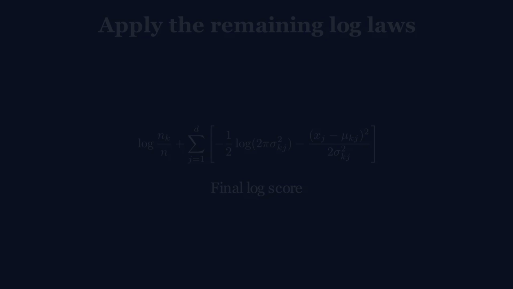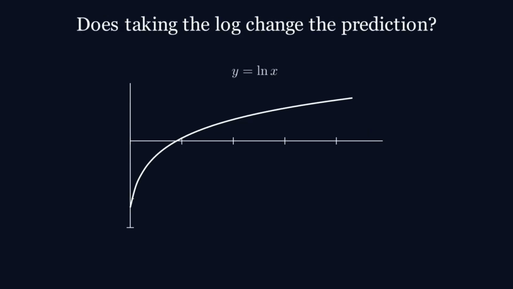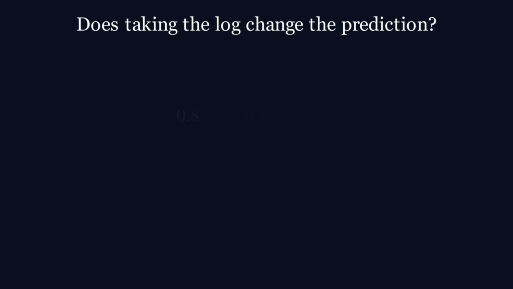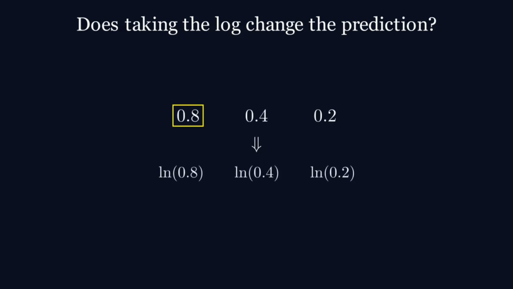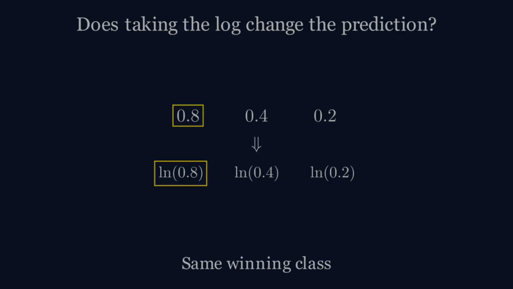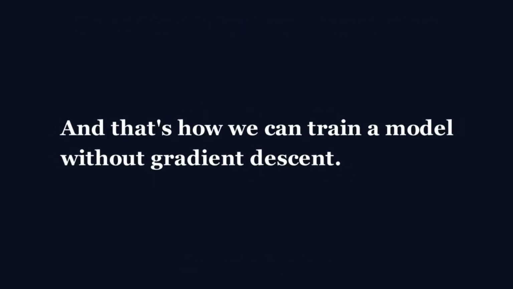Oh, and by the way, this method doesn't affect which class k is chosen, as the logarithm is an increasing function. So whichever class had the largest original score also had the largest log score. And that's how we can train a model without gradient descent.